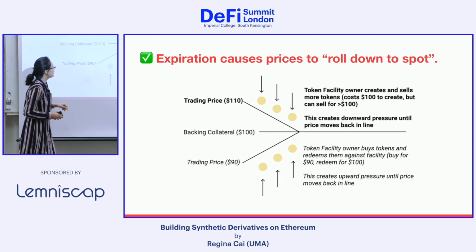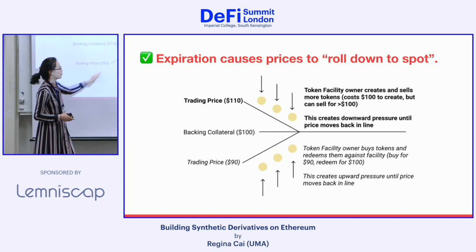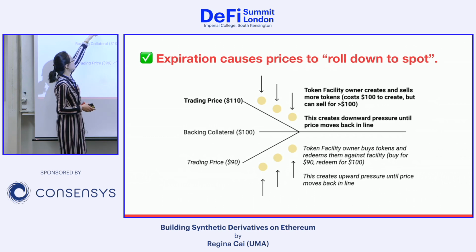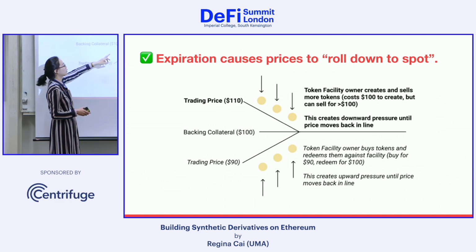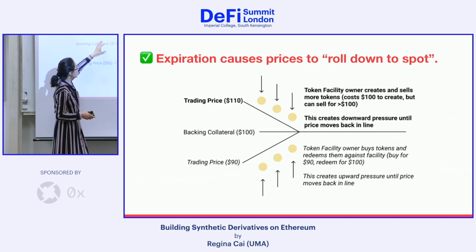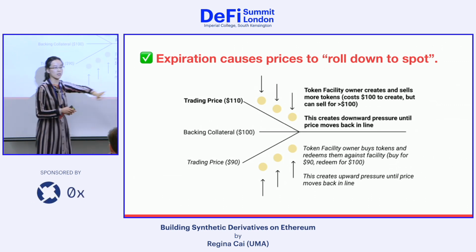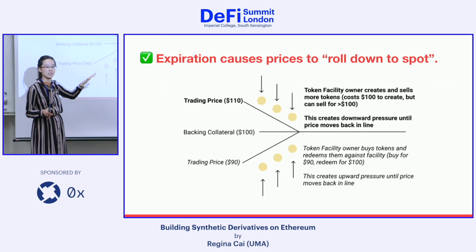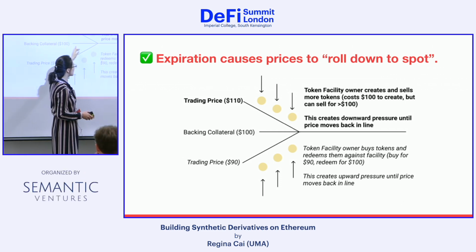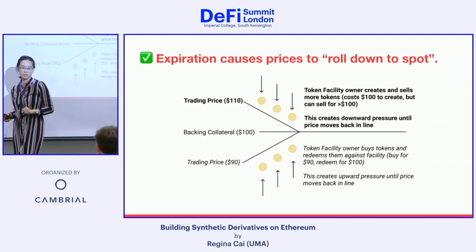And then this should create downward pressure until the price moves back in line. Because what will happen is you'll create this at 110, you'll create it using $100. You'll sell it for $110. And then by the time the token expires, assuming that the price hasn't changed, it stayed at 100, then you'll collect net $10 over the lifetime of the token.